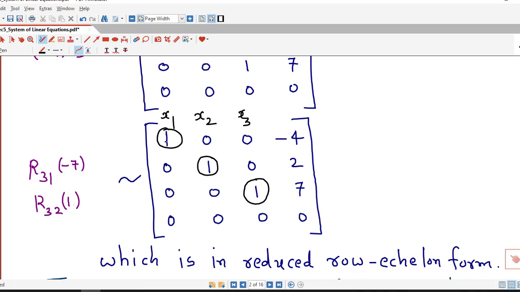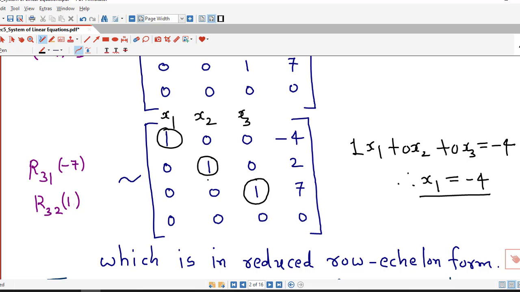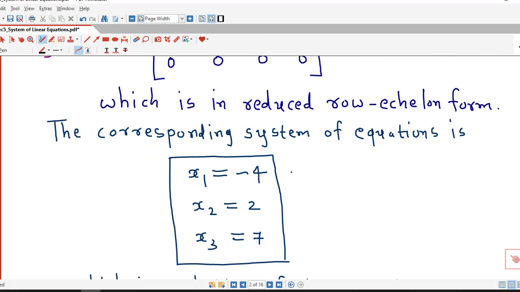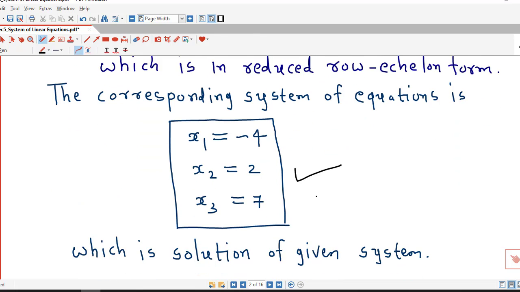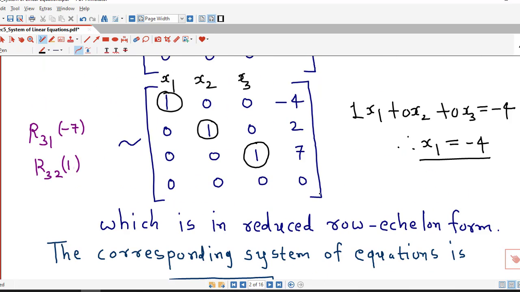If we write down this system corresponding to this row echelon form, then the first equation will be 1 into x1 plus 0 into x2 plus 0 into x3 equal to -4. That means we directly obtain the value of x1, which is -4. Similarly x2 is 2 and x3 is 7. So this is the solution of the given system, and it is a unique solution.